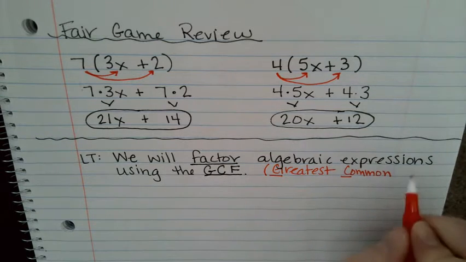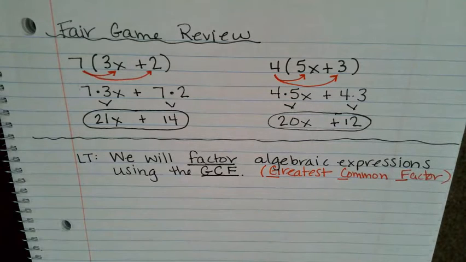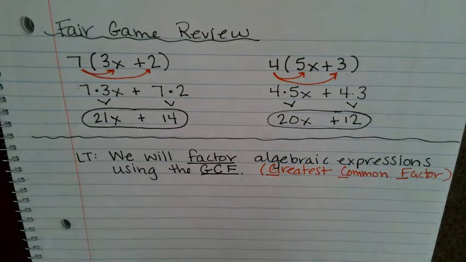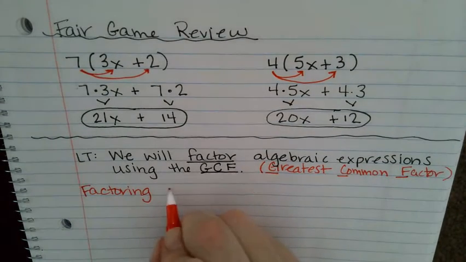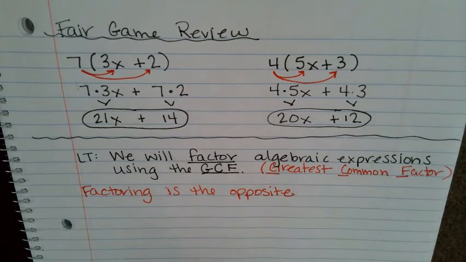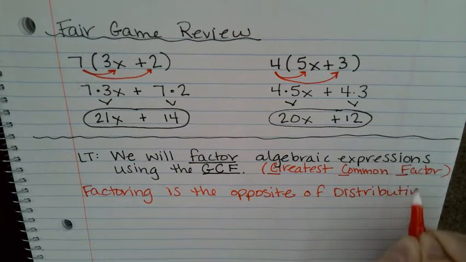Okay, sorry about that. Factor. Greatest common factor. So we're going to factor algebraic expressions using the GCF. Now, here's something very cool, and I'm going to write this in red so we know it's different. Factoring is the opposite or reverse of distributive property.